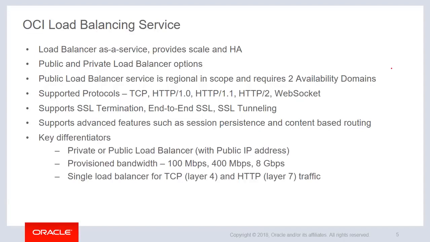And the key differentiators for OCI load balancer are described here. So first we have a private or a public load balancer option, and with the public load balancer we don't just give you a canonical name, a CNAME, but we actually give you a public IP address. We also make available something which is called a provisioned bandwidth or provisioned capacity. So when you create your load balancer, you could choose a shape and you could say that my load balancer has 8 gigs of capacity or 400 Mbps capacity or 100 Mbps capacity.